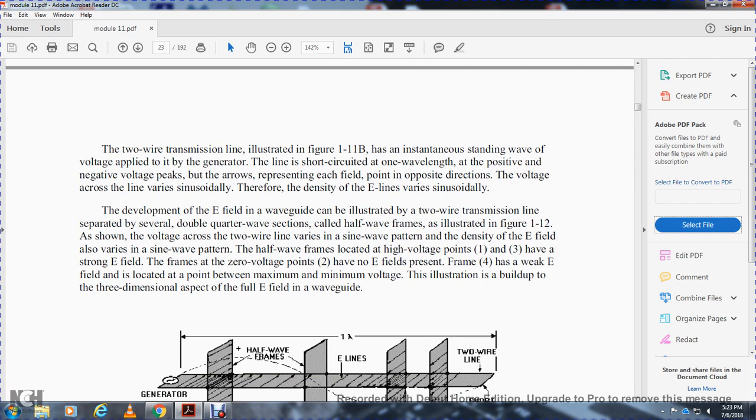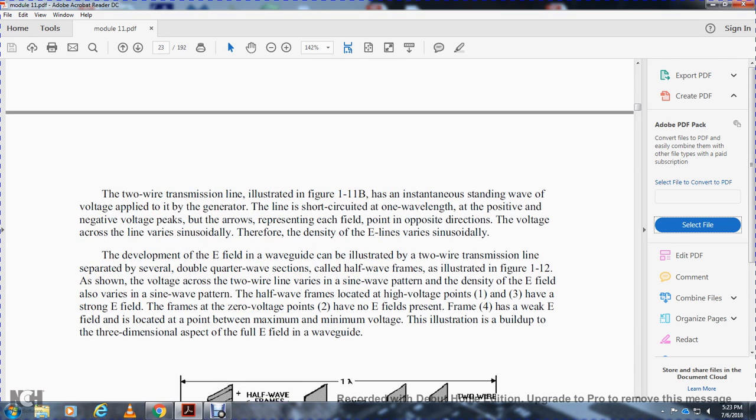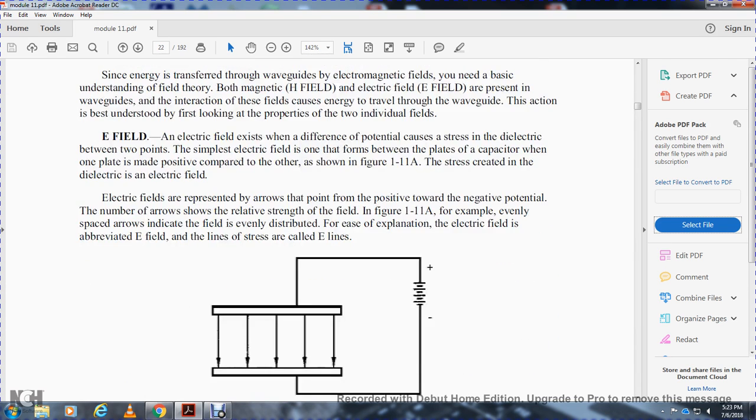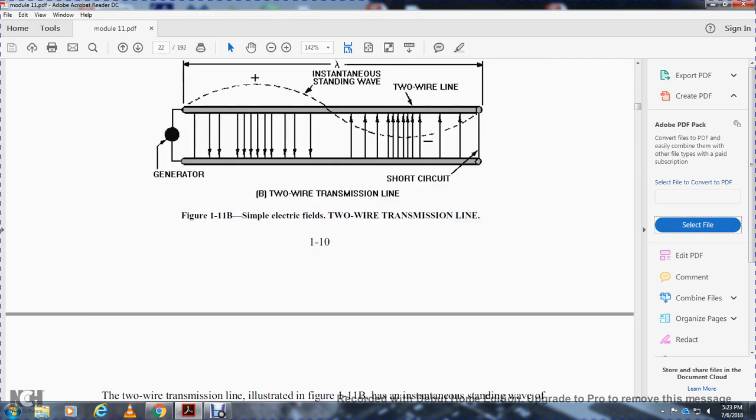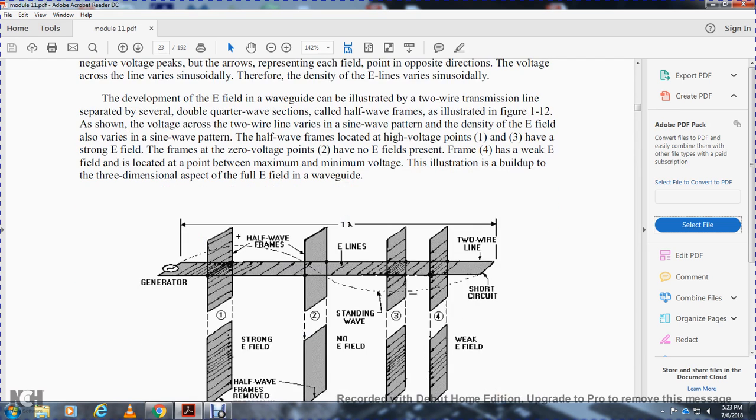A wave of voltage is applied from its generator. The line is shorted, with a one-wavelength section, and the high positive voltage and the negative voltage are shown by arrows representing each field pointing in opposite directions. The voltage across the lines varies sinusoidally. Therefore, the density of the electric field between the lines varies, and the electric field lines vary sinusoidally.